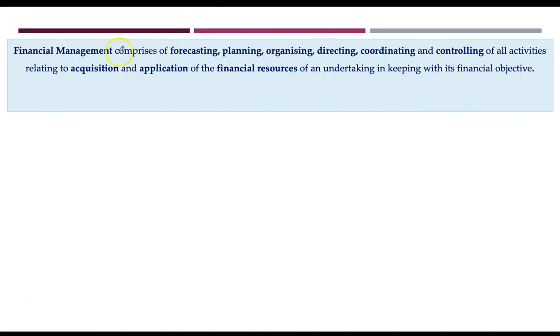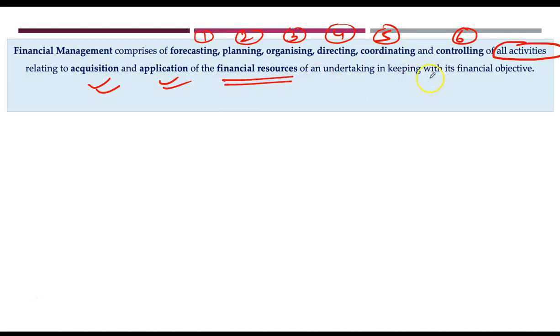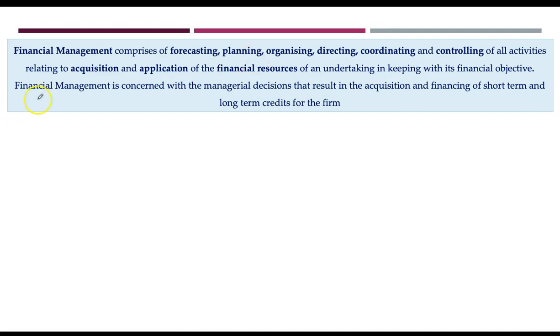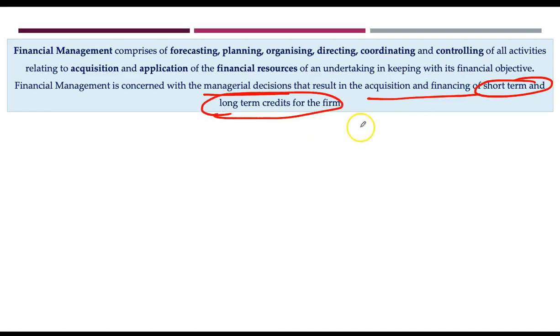So now, going through the definition, financial management comprises forecasting, planning, organizing, directing, controlling, and coordination of all activities relating to the acquisition and application of financial resources of an undertaking in keeping with its financial objective. You can also say that financial management is concerned with the managerial decisions that result in the acquisition and financing of short term and long term credits for the firm.